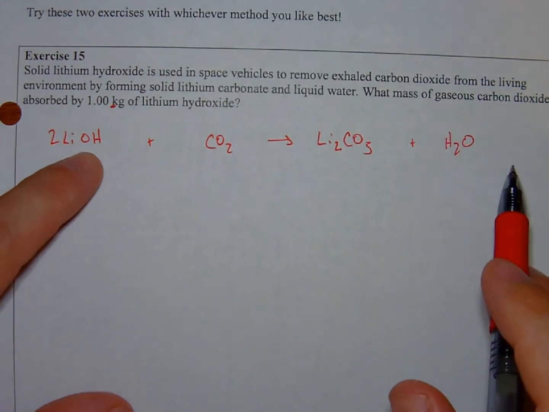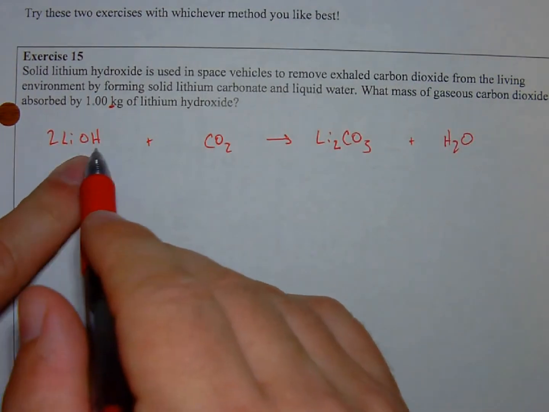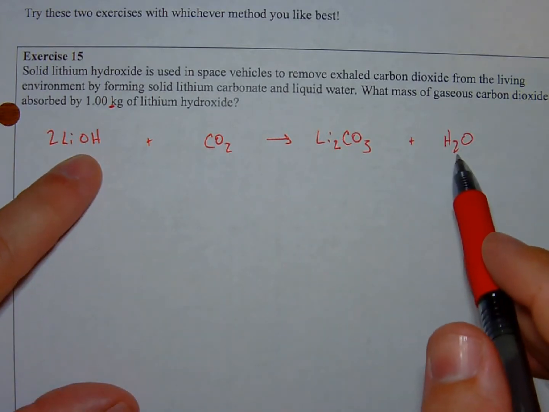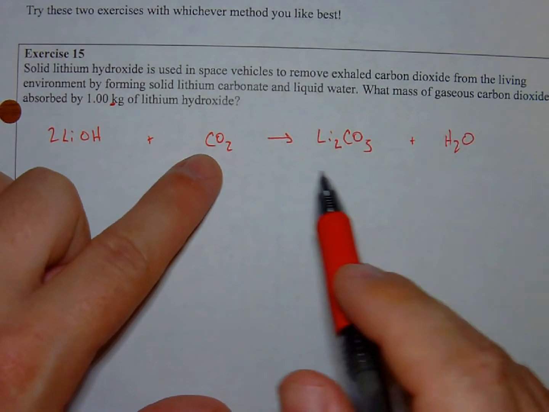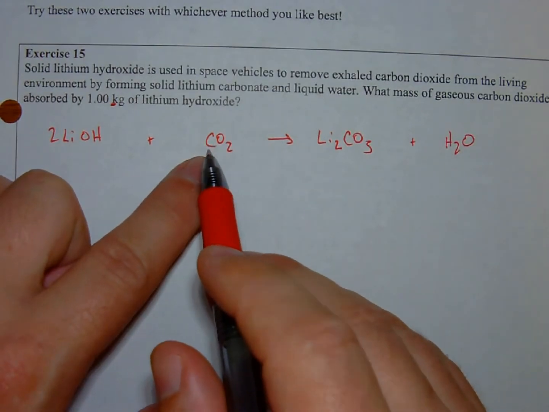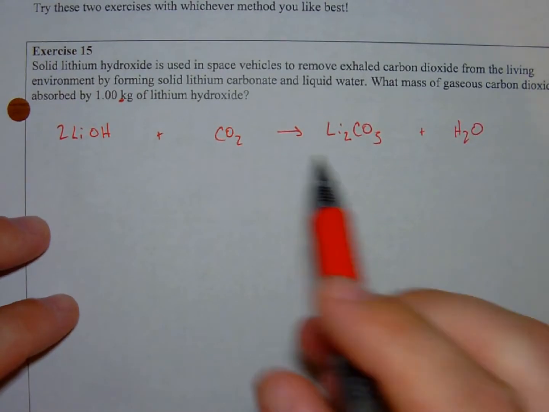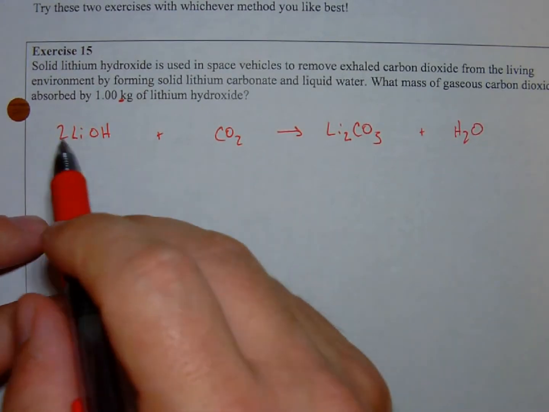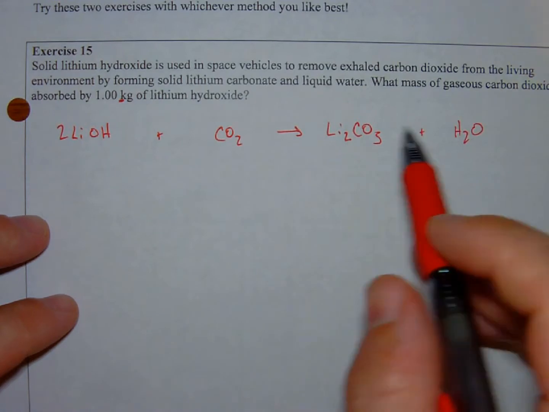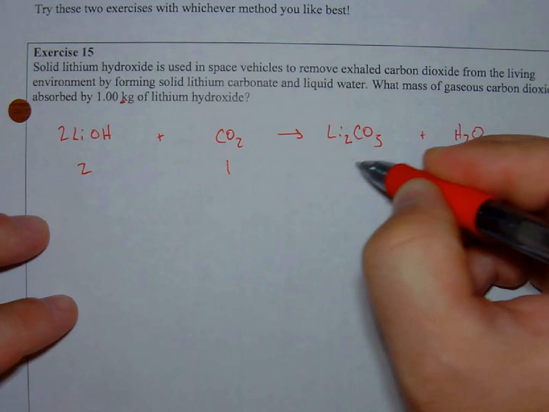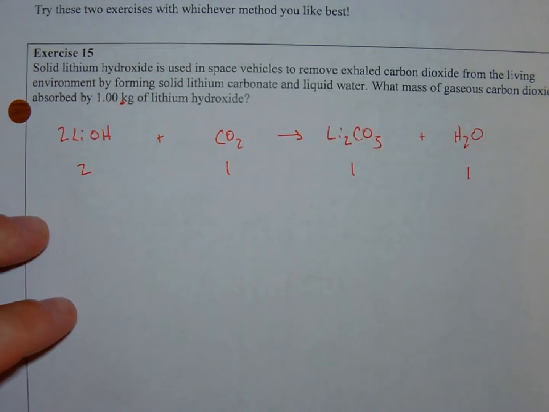Oxygens are good. What about my hydrogens? I have 2 hydrogens there, 2 hydrogens there, so those are balanced. How about my carbons would be my last one. 1 right there, 1 right there. Looks like this equation is already balanced with the ratio of 2 to 1 to 1 to 1.